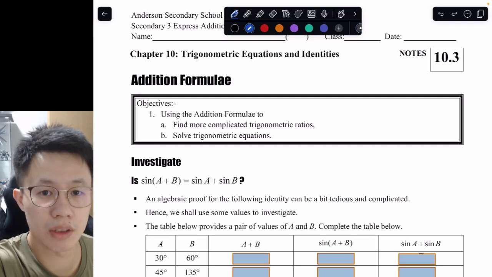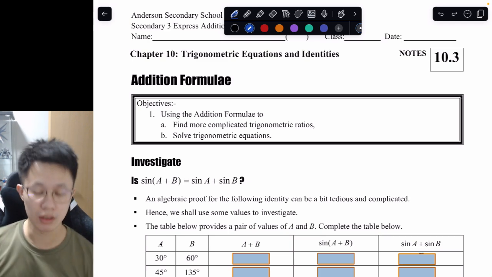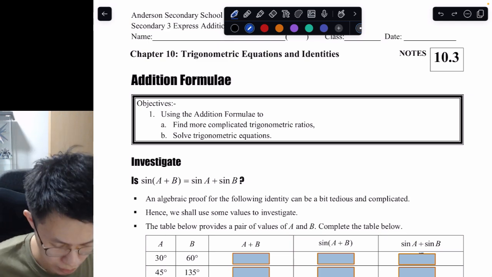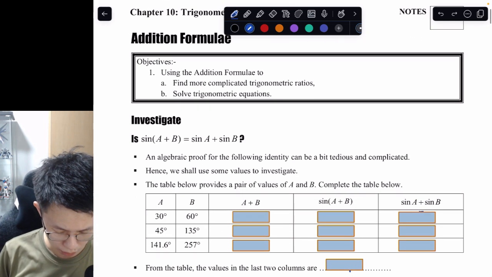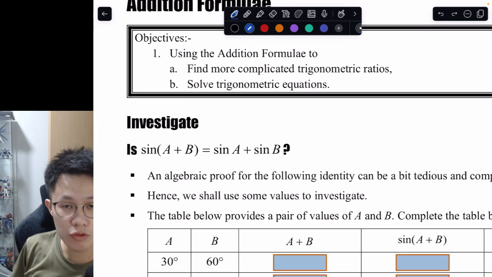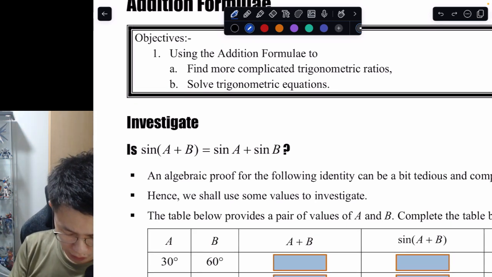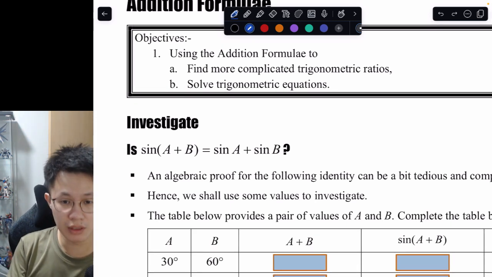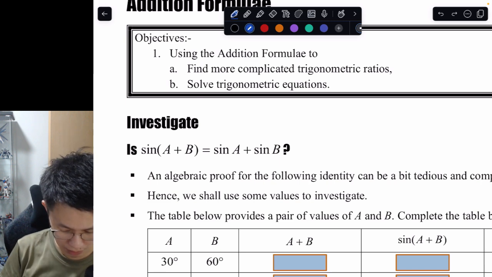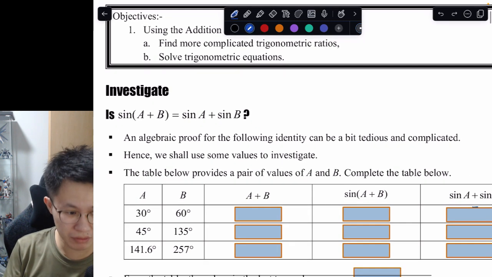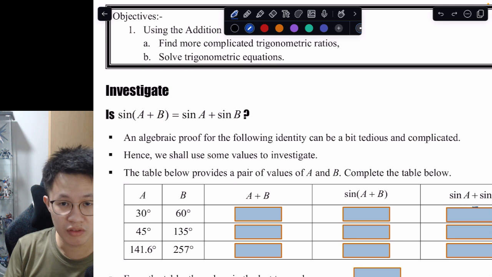So the addition formula is a very interesting formula, but we want to first investigate one very important rule in sine in trigonometry. So it's sine of A plus B really equals to sine A plus sine B, and we're going to use some values here to investigate.